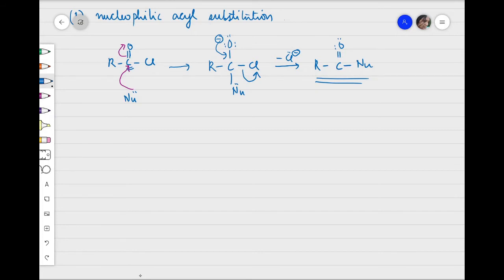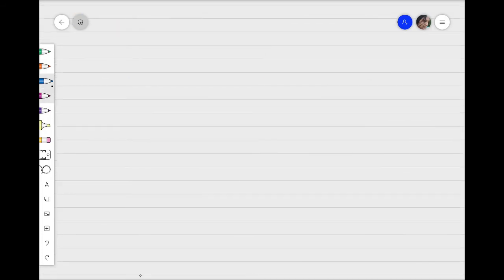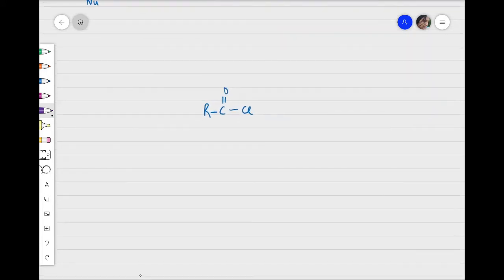So now I'm going to go into all the set of reactions that our acid chloride goes through, which are basically through the nucleophilic acyl substitution. Okay, so let me write it like this. So I have R C double bond O Cl. Okay, the first set of reaction is when I think about hydrolysis.